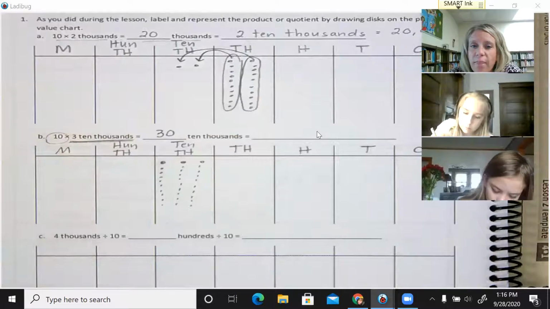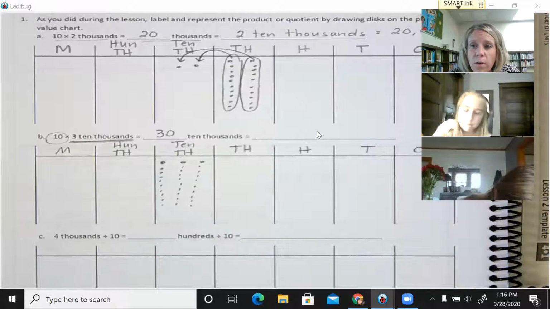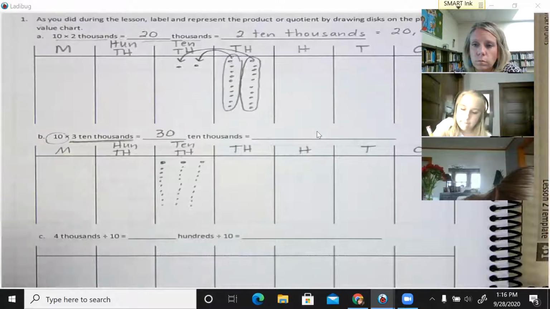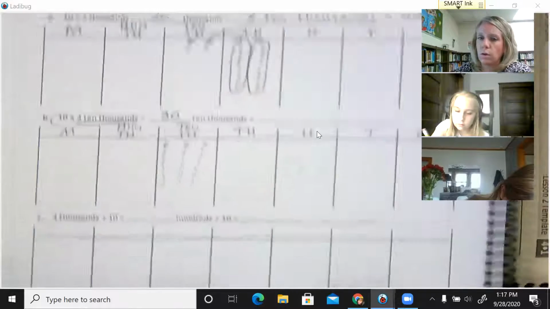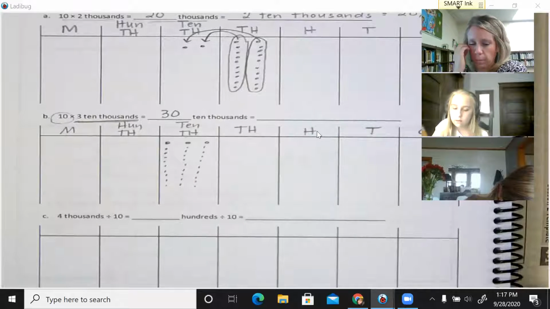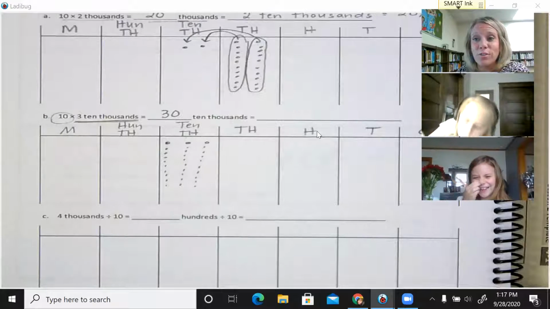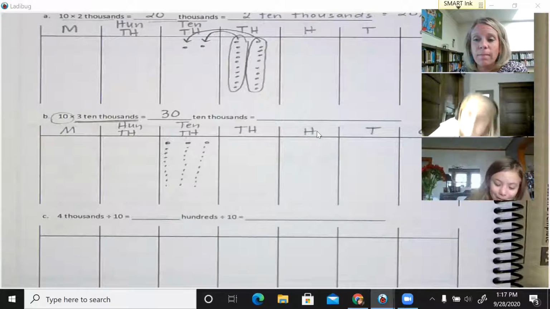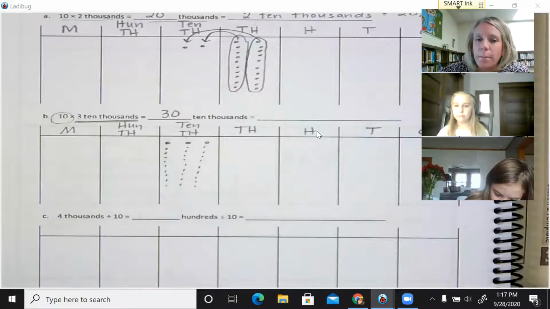Now that I have my 30 10,000s, I can do something to move them to another place value. What can I do? Move them to the 100,000s. Okay, very good. So what do I need to do, Soren? I'll give you a hint. It rhymes with bundling. What do we have to do? You need to move it. Well, how do I move it though? I can't just move it. You need to combine it.